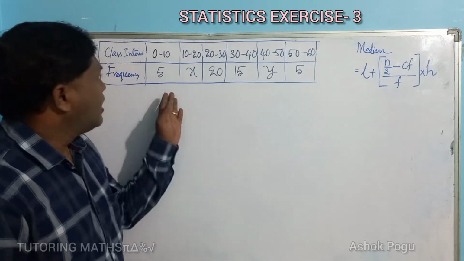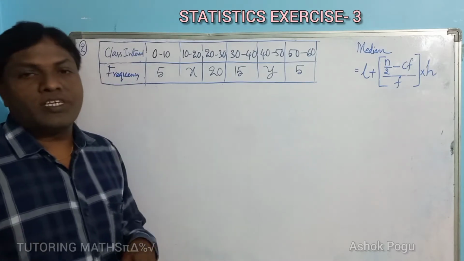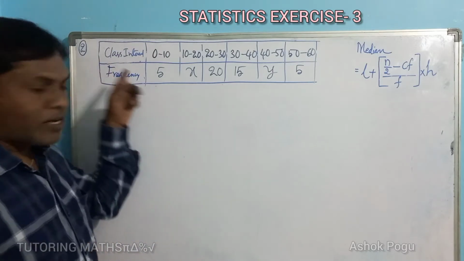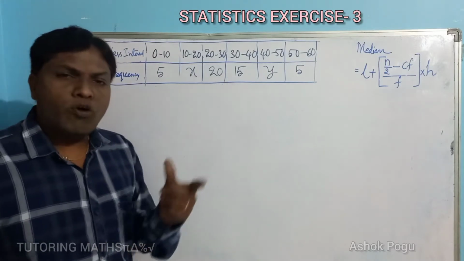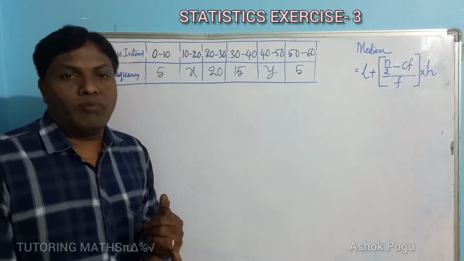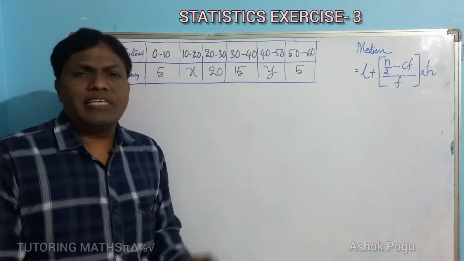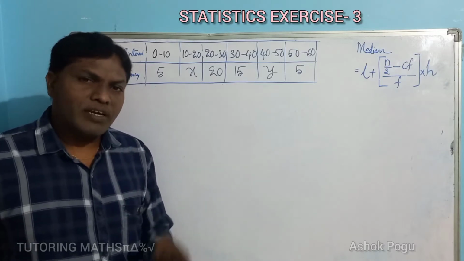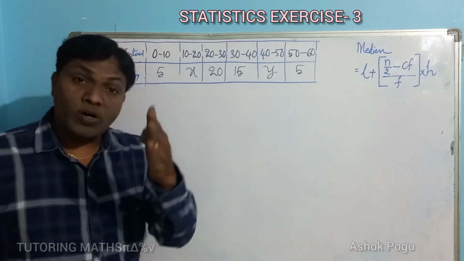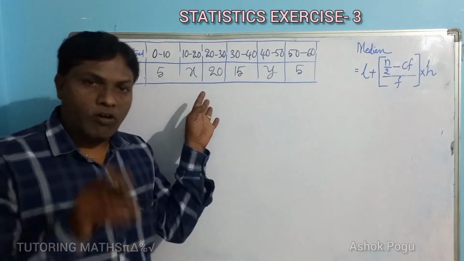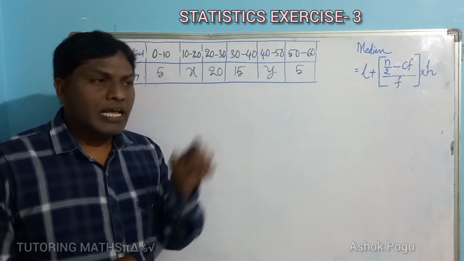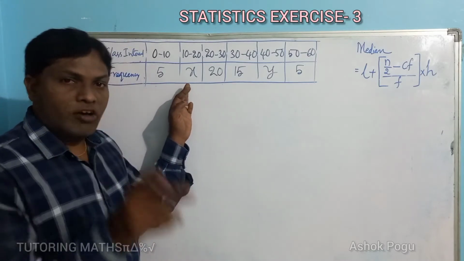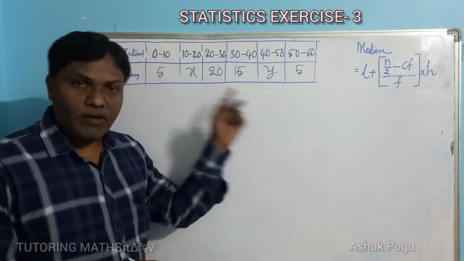Welcome dear students, and now let us start one more question of this third exercise, statistics 14.3, and now this is the second question. This model is the most important question for your internal examination and final examination. If any examination is conducted, they will surely give this type of question. Already I told you in the very first exercise, the missing frequency model. Here also two frequencies are missing, x and y, that we are going to find.